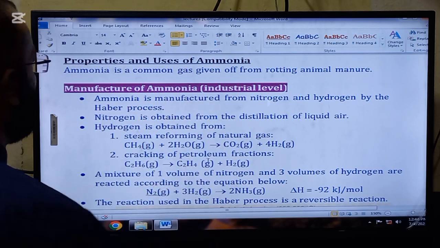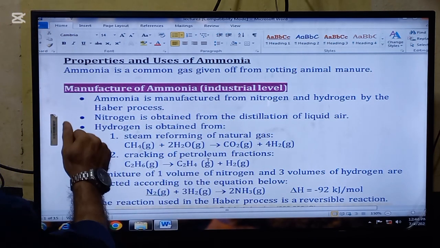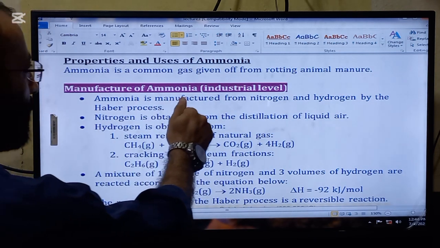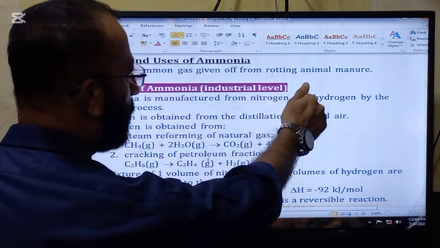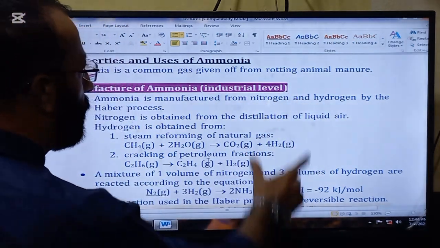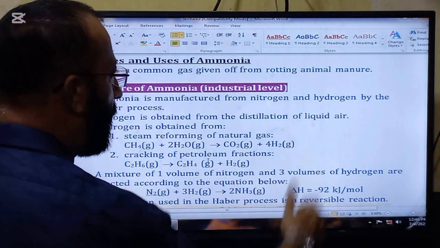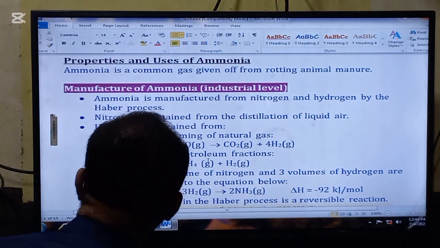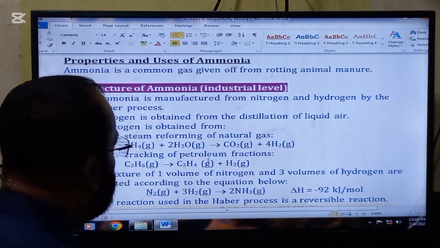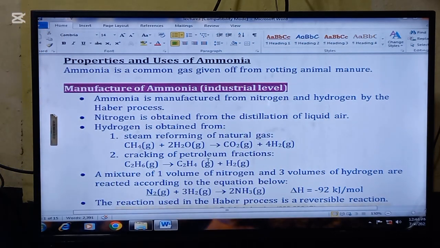Properties and uses of ammonia. Ammonia is a common gas given off from rotting animal manure. So this is a gas which is obtained by rotting of the animal manure. The manufacture of ammonia, industrial level.